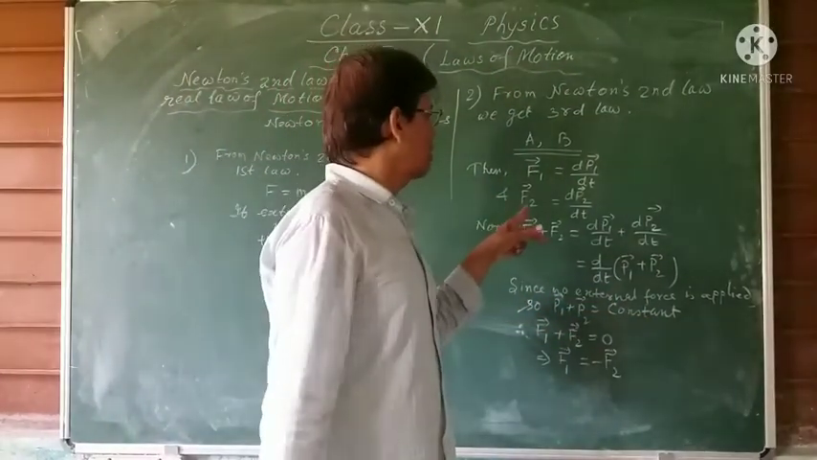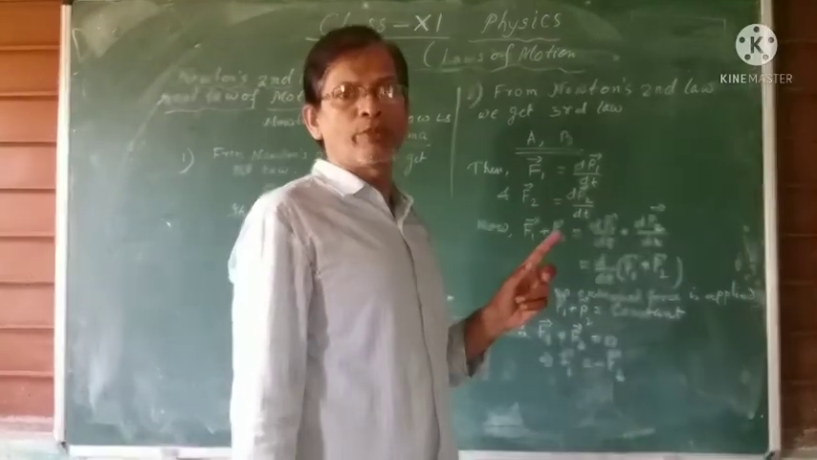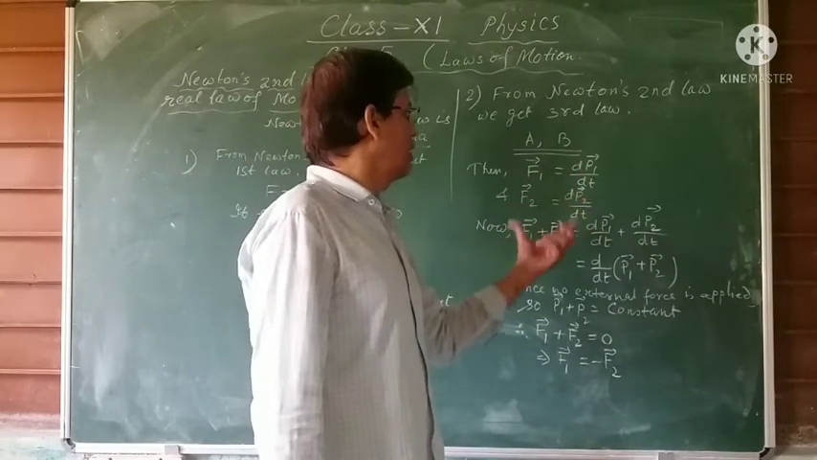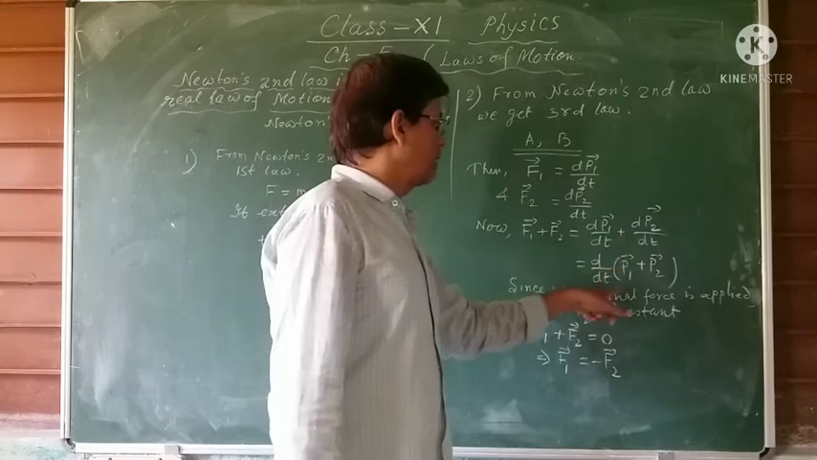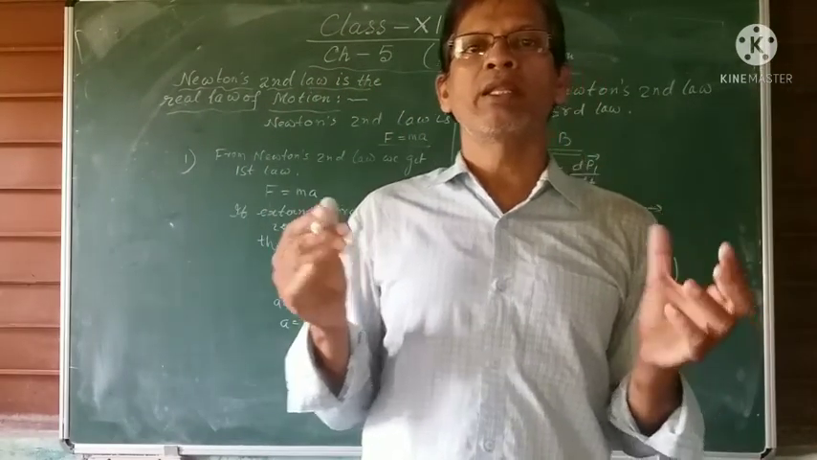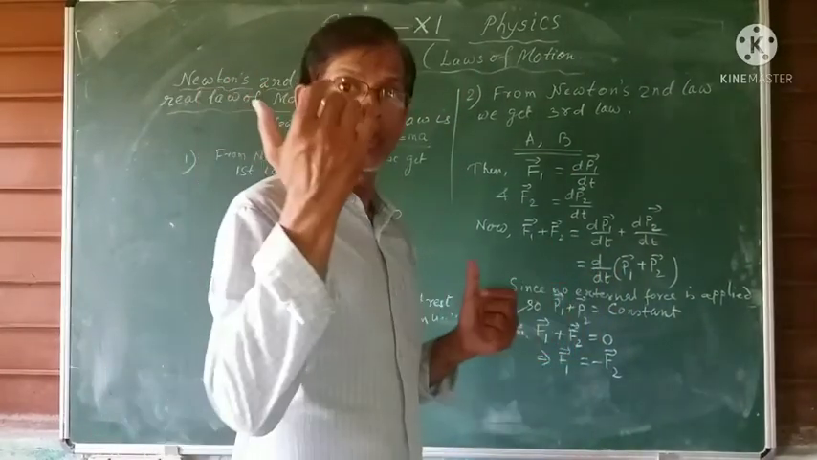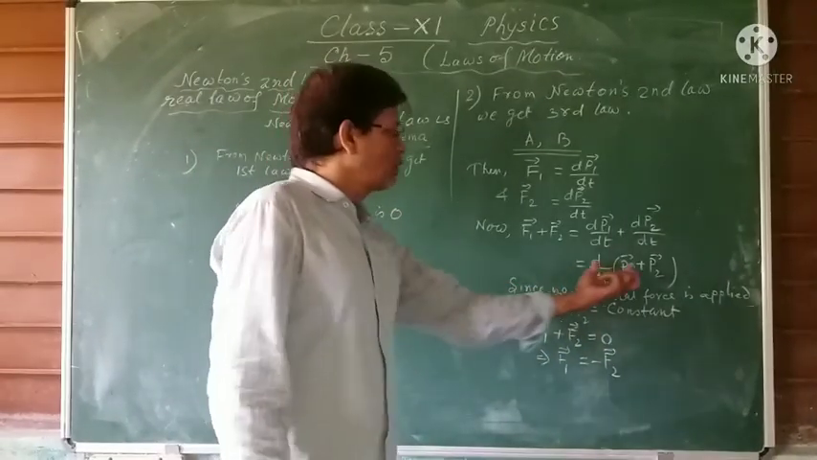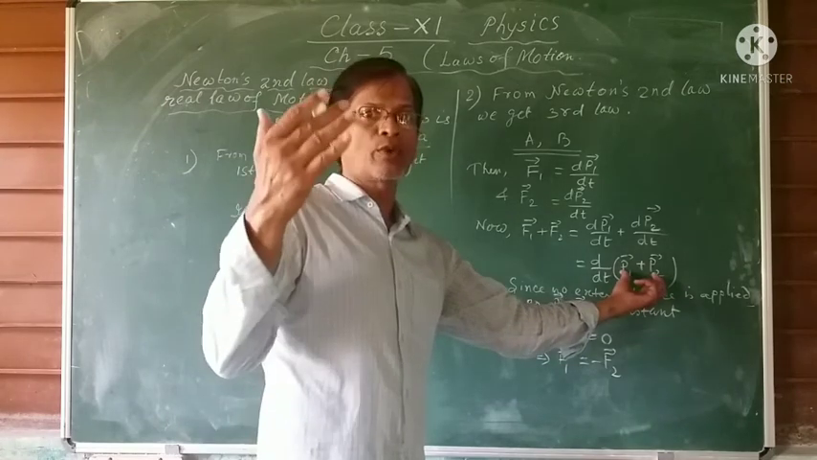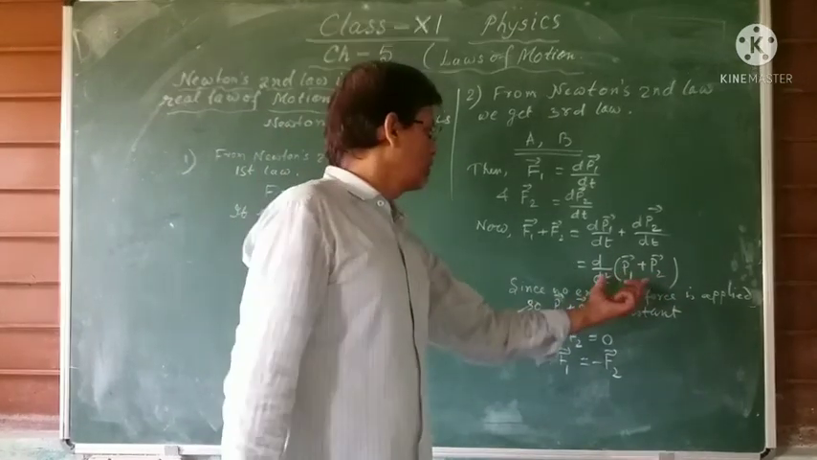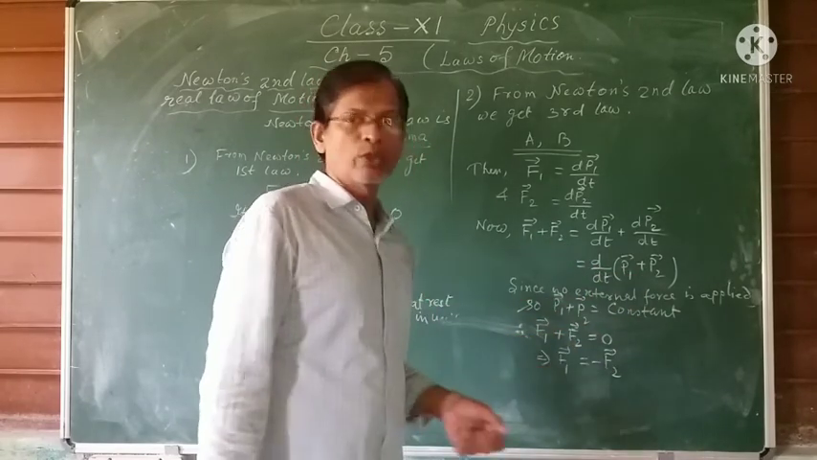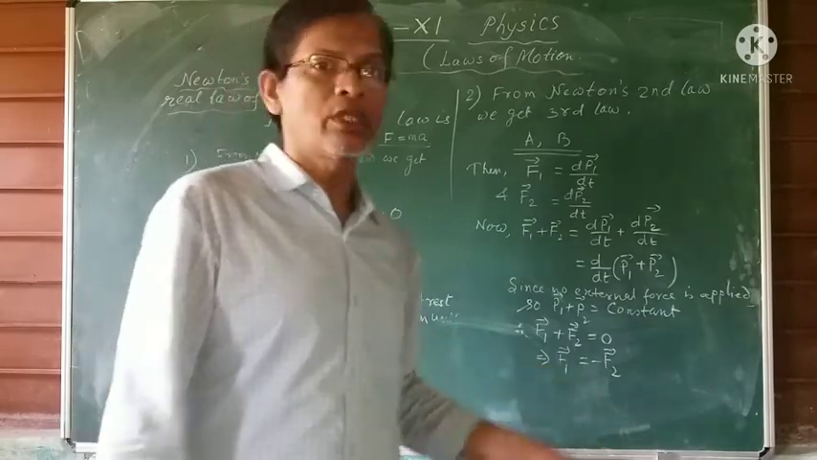So what is Newton's second law? F equal to rate of change of momentum. So F1 equal to dp1 by dt, F2 equal to dp2 by dt. Add. Then we get this. And we know that if no external force is applied, then the total momentum remains constant. Differentiation of a constant term is 0. So F1 plus F2 equal to 0. So F1 equal to minus F2. This is Newton's third law.